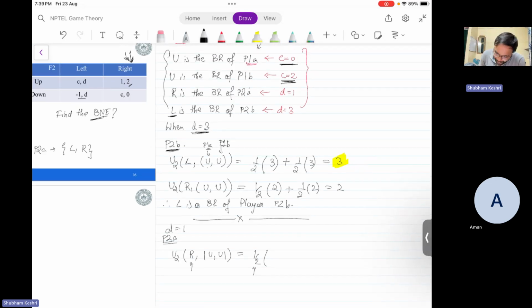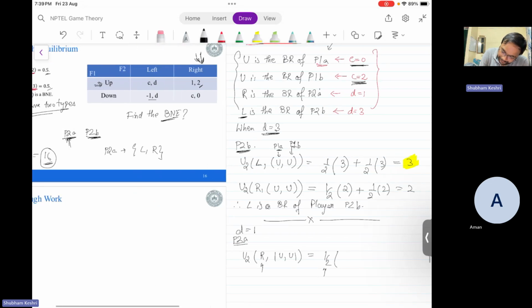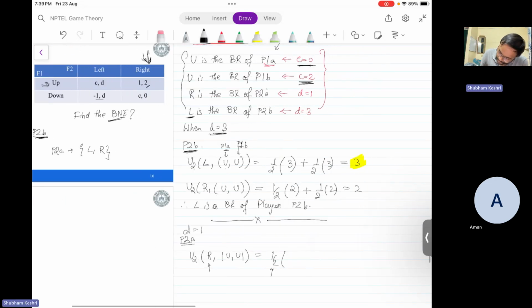Player 2 is playing R, and player 1 is playing U. So player 1A is playing U and player 1B is also playing U. So for 1A, he will get a utility of 2, and for 1B also he'll get a utility of 2. So this will come out to be 2. Alright.